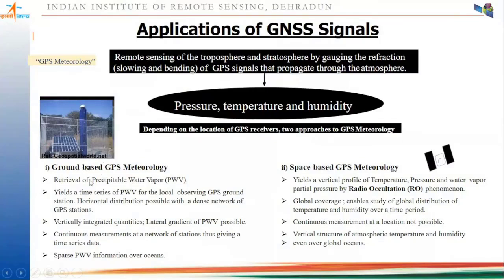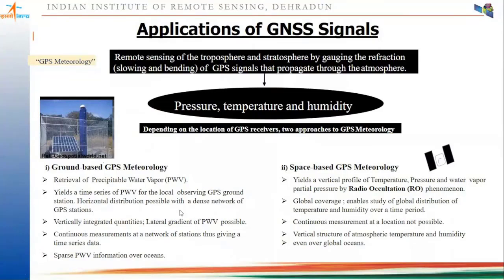It is basically used for the retrieval of precipitable water vapor, giving a time series of PWV for the local observing GPS ground station. Horizontal distribution is possible with a dense network of GPS stations. Continuous monitoring is there, so we can obtain the time series data, maybe at 1-second or 30-second intervals. It gives one measurement at each interval.